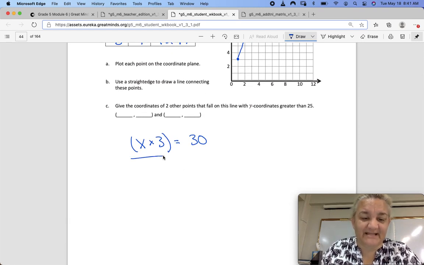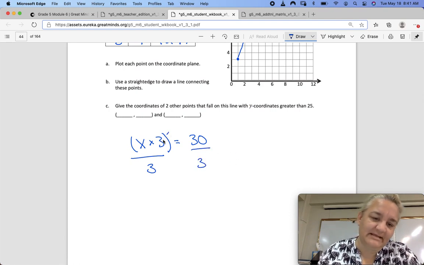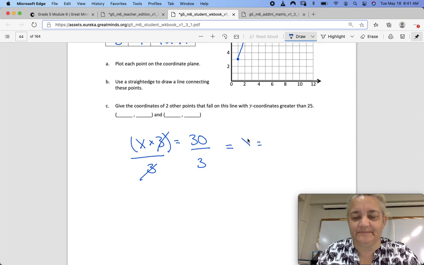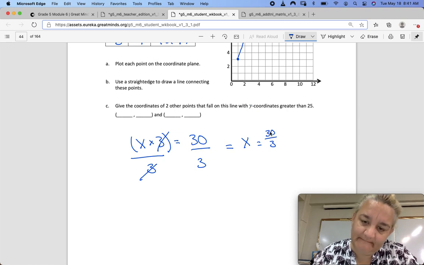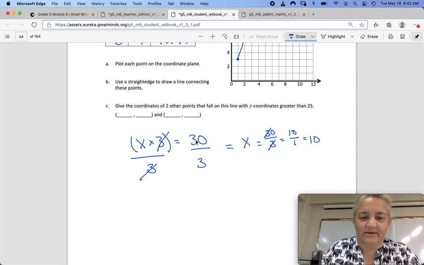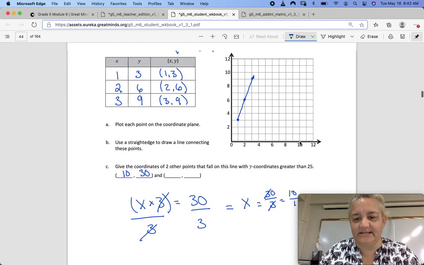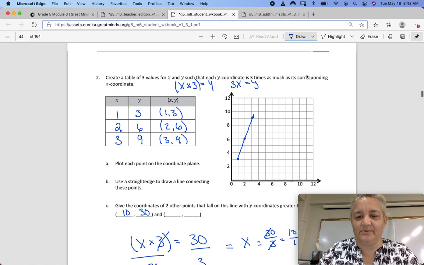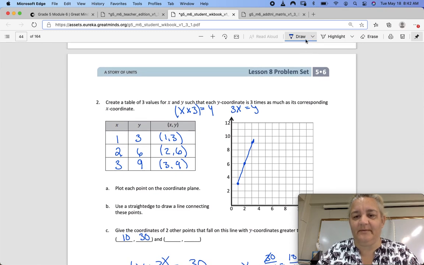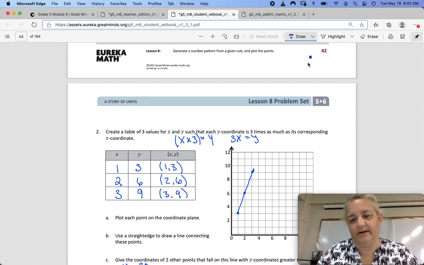Well, what we could do is divide this side by 3 and divide this side by 3. And that would make this number go away and this number go away. And that would make x equals 30 over 3. Well, you could pretty easily take that and make it 10 over 1, which equals 10. Okay, so if our y coordinate is 30, our x coordinate is 10. So let's do that. 10 and 30. So here's 10. It would be all the way up, well, beyond this page, all the way up here somewhere, right?